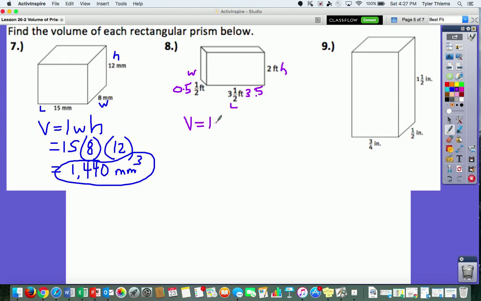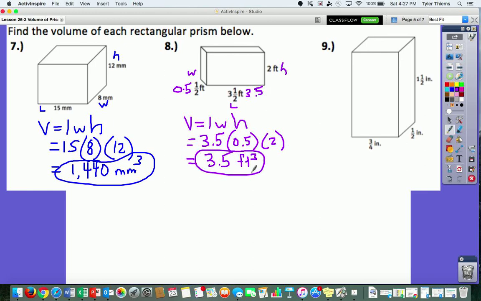So we're going to write our formula. Volume is equal to length, width, height. Plugging in our length, which is 3.5. Plug in our width, which is 0.5. And plug in our height, which is 2. So when we multiply that, we would get our answer of 3.5. And it's 3.5 feet cubed, or 3.5 cubic feet, is the total volume of this right rectangular prism.